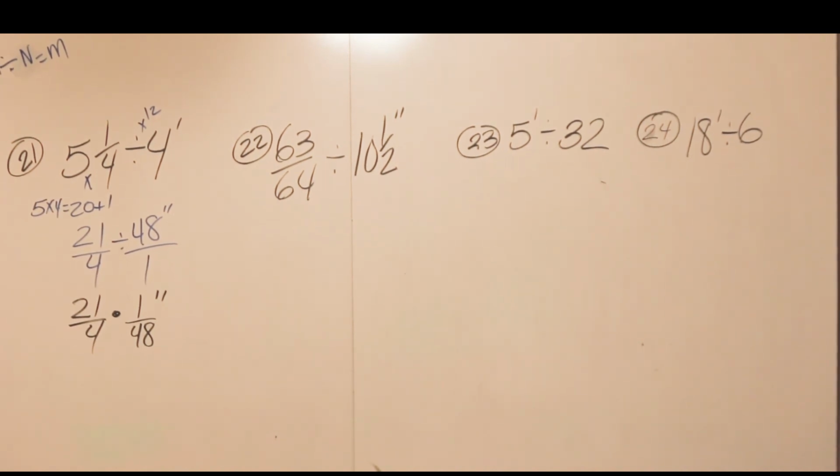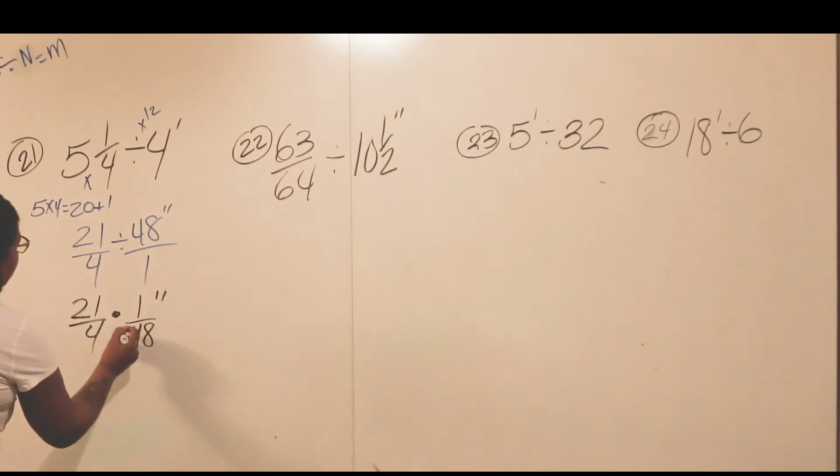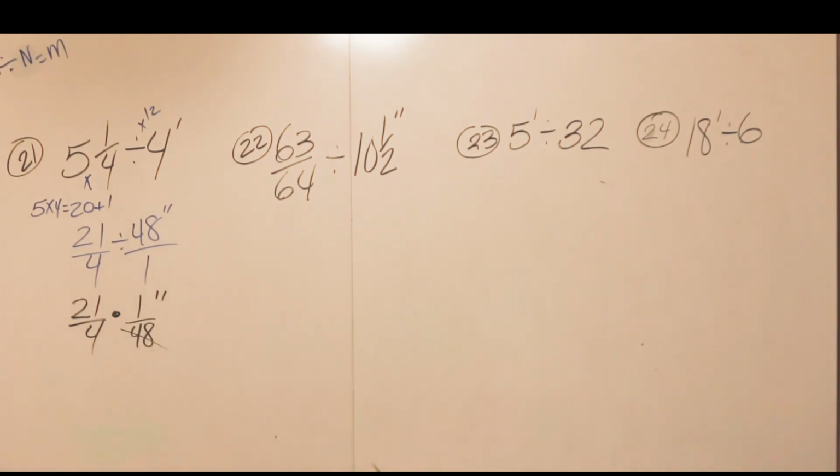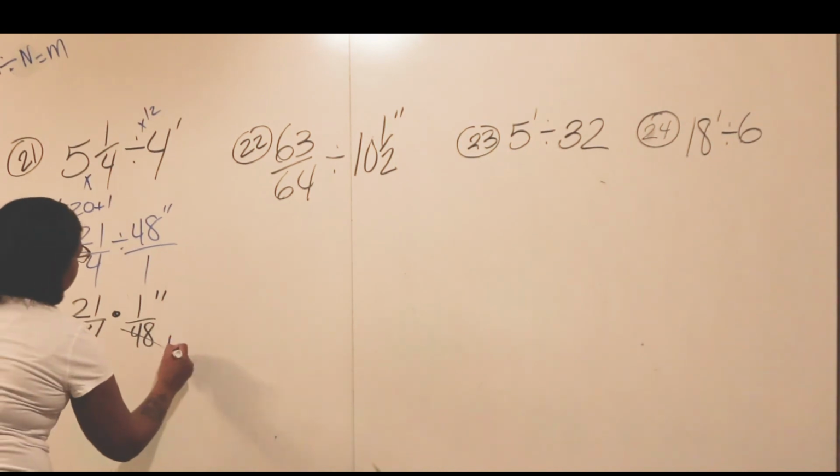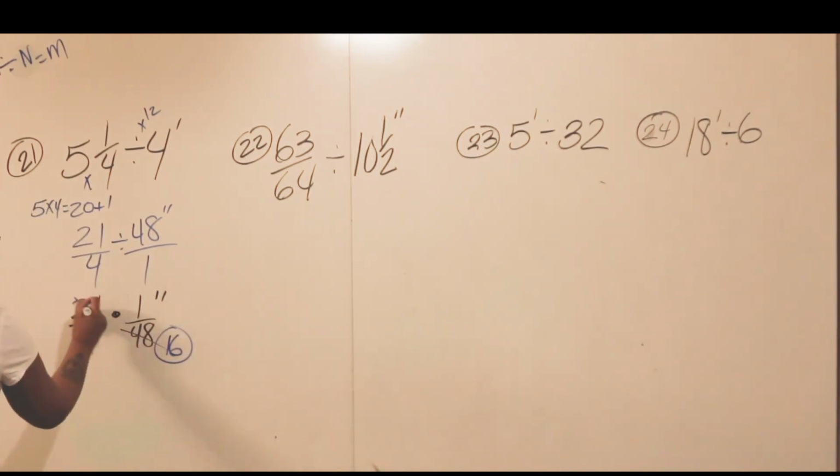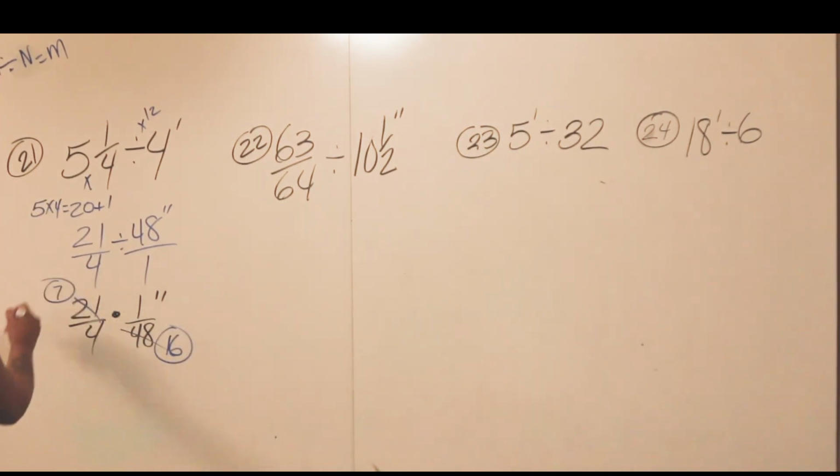Can 3 go into 48? It can. So 3 can go into 48. 3 goes into 48 16 times. And 3 goes into 21 7 times. So we cross reduce. We can't cross reduce anymore. Can't reduce 7/16.